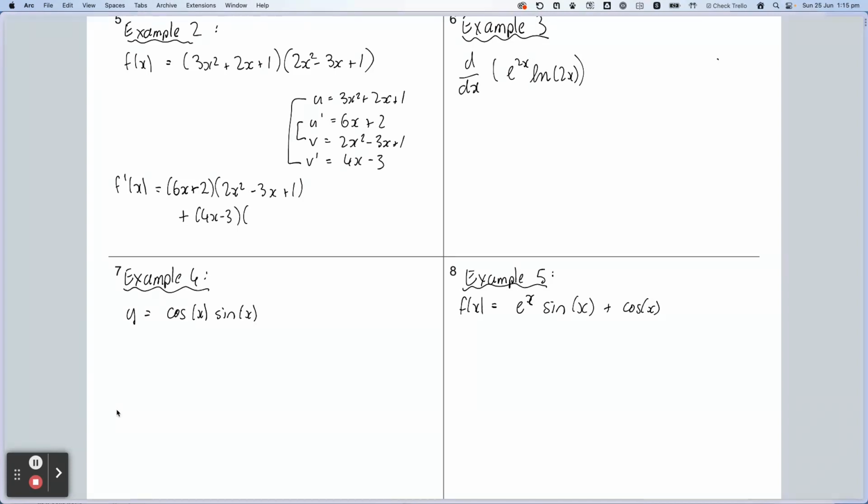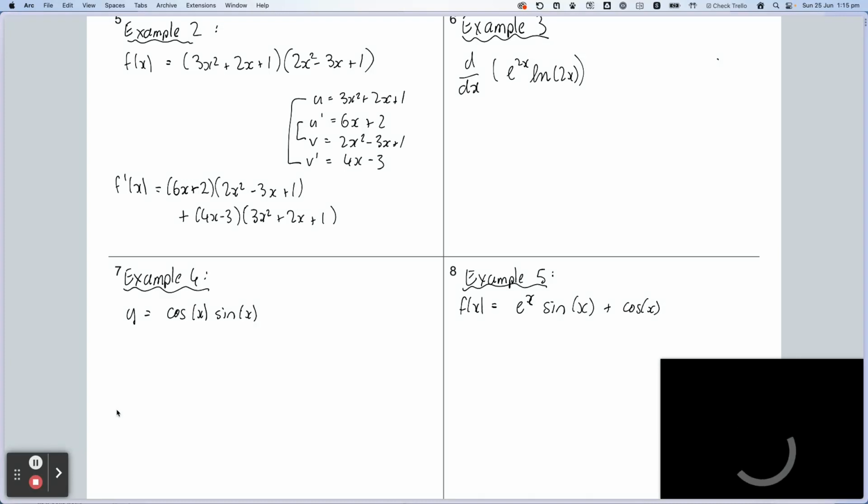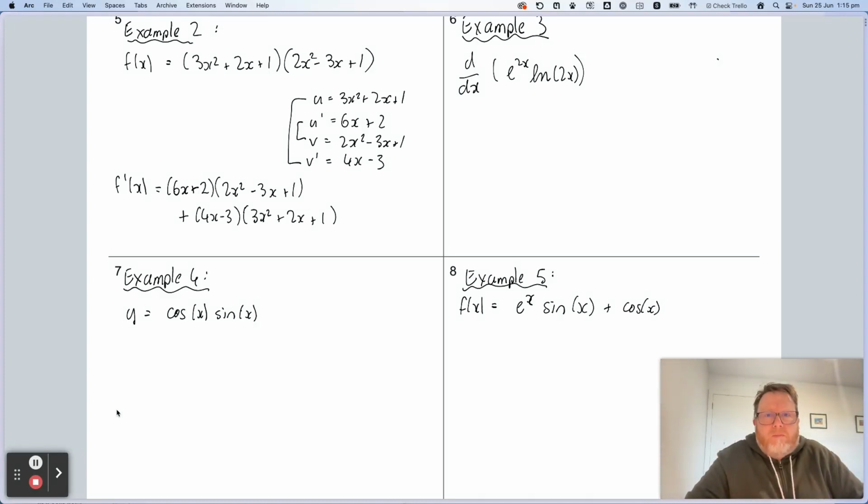Good if I could read my own writing, isn't it? Multiplied by 3x squared plus 2x plus 1. And that's basically done. The derivative has now been found. And so we can leave it at that, really.